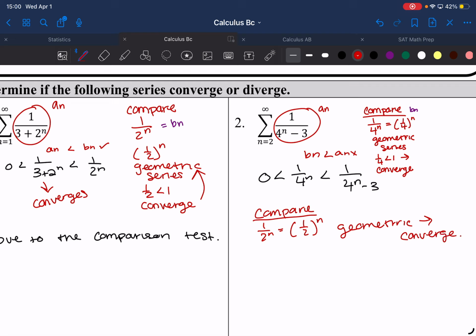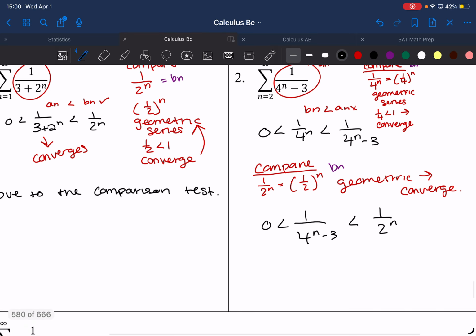Okay, so now when I write a sub n, my a sub n will be in the middle, which means that it is less than b sub n. So now I have 0 is less than 1 over 4 to the n minus 3, less than 1 over 2 to the n. And since 1 over 2 to the n converges, that means 1 over 4 to the power of n minus 3 converges. So we can say that this converges due to the comparison test.